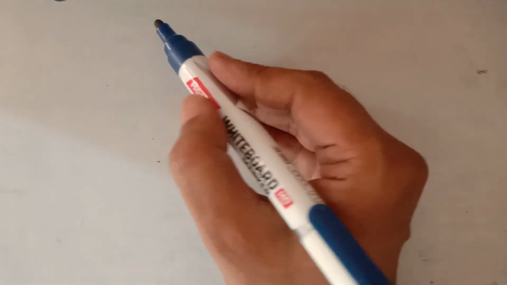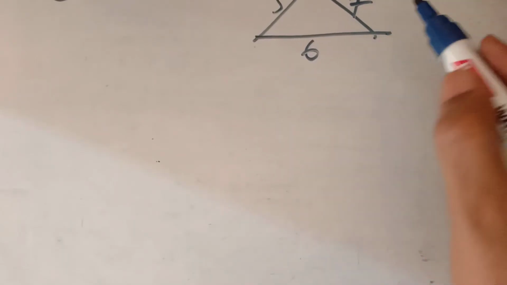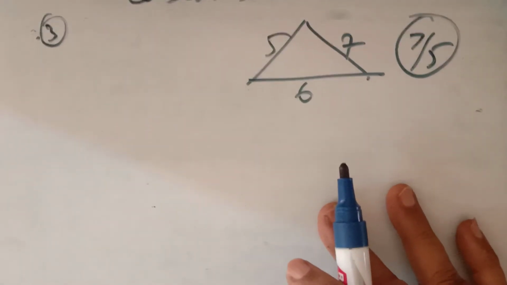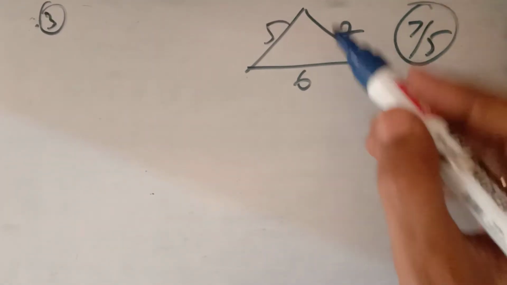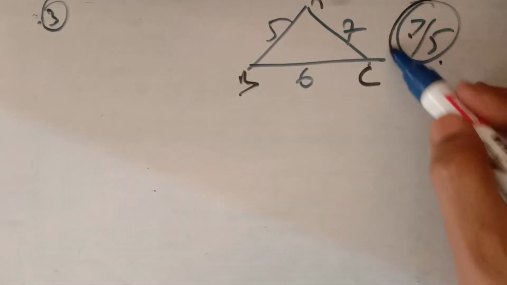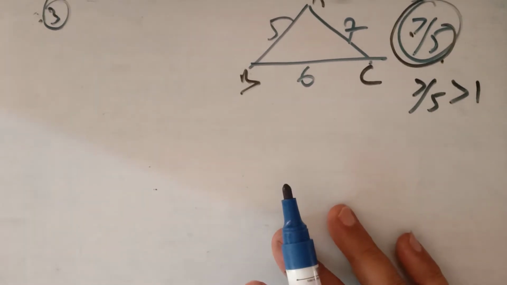In the next question number 3, what is given? It is given that you have to construct a triangle in which sides are given 5, 6 and 7, and you have to construct a triangle whose side is 7/5 of the side of the given triangle. Now see it very carefully. We have 7/5 means 7/5 is greater than 1. So it means the required triangle will be greater or larger than the given triangle.